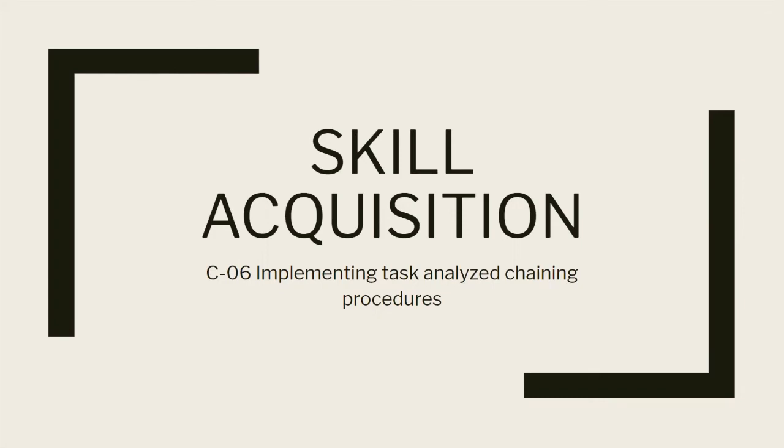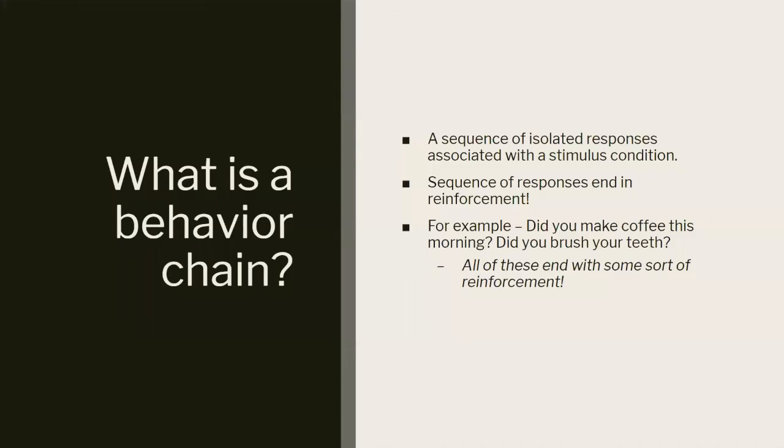Section C06 of the RBT task list goes over implementing task-analyzed chaining procedures. So what is a behavior chain? A behavior chain is a sequence of isolated responses that is associated with a stimulus condition. All sequences of response end in reinforcement.